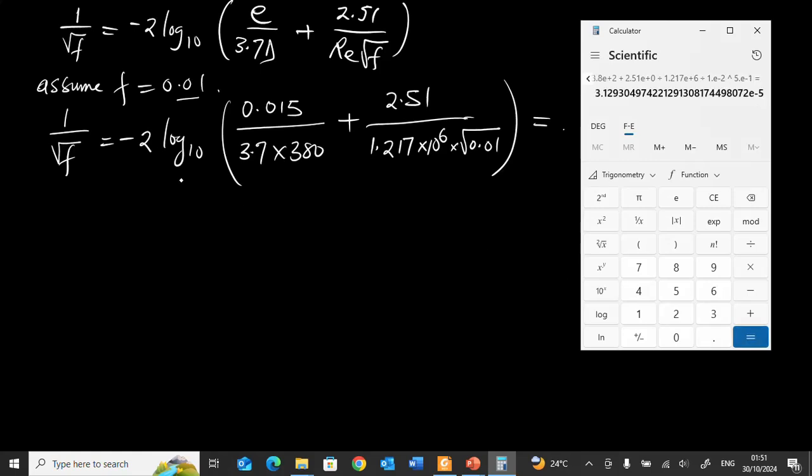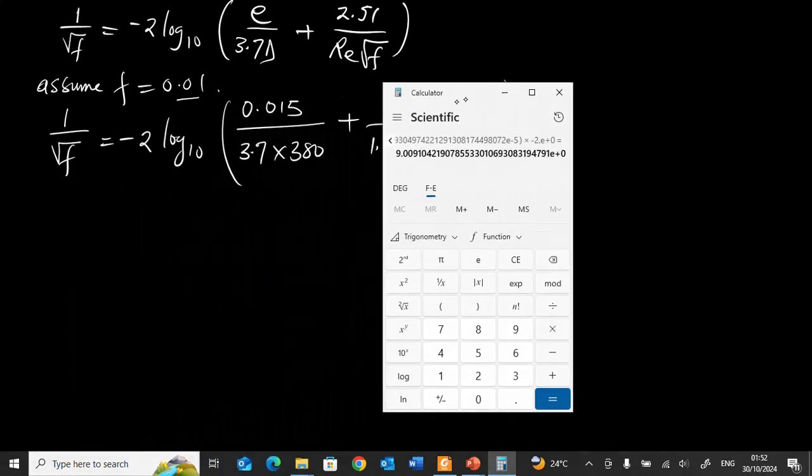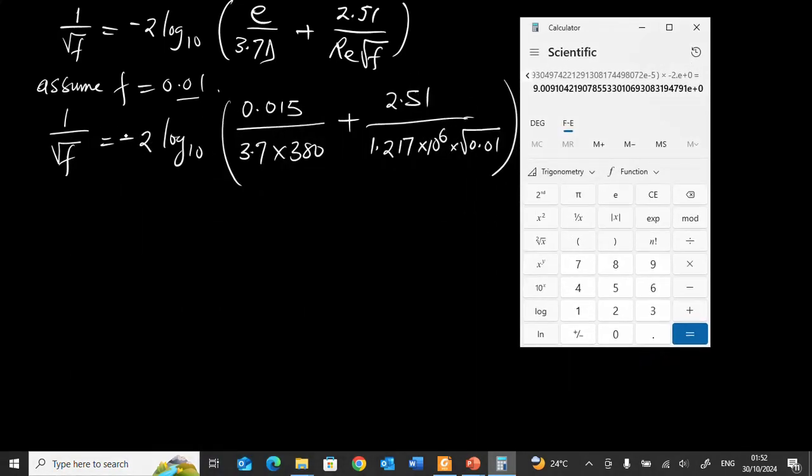So this is what we get. The value inside, and the log of this value gives us this. Multiply it by minus 2 and we get the whole of it. Now if we inverse it, we get the square root of f. So let's click the inverse value. To get our f, we square both sides, and we have our f.